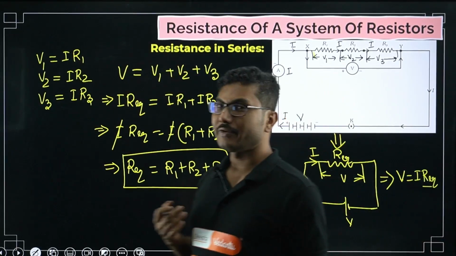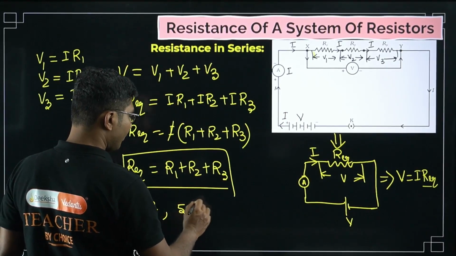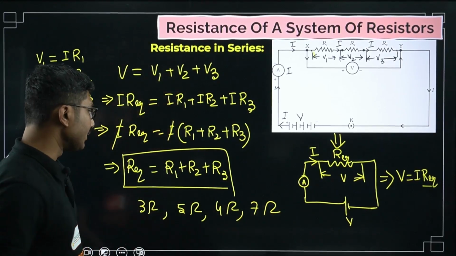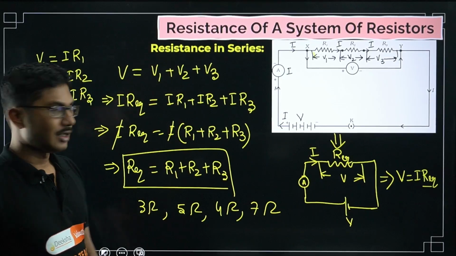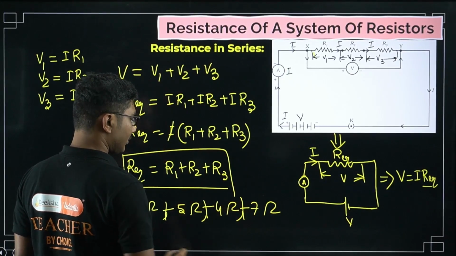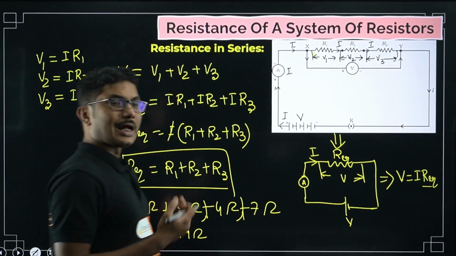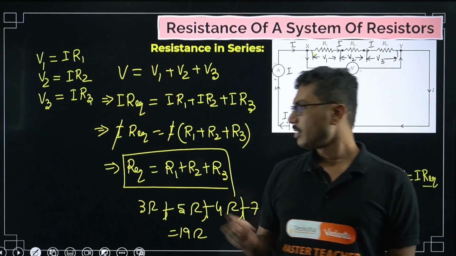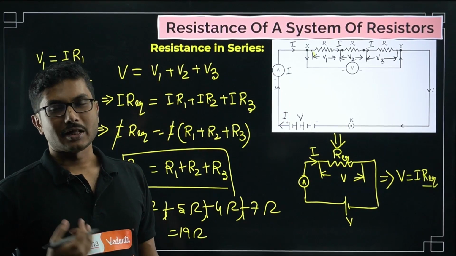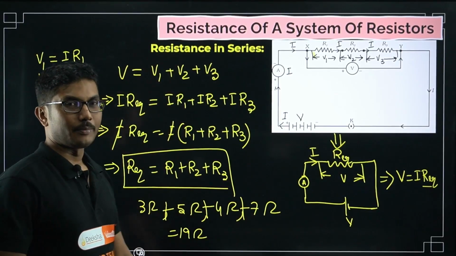So what will be the equivalent resistance if you connect, say, 3 ohm, 5 ohm, 4 ohm, 7 ohm in series? You just need to add them one after another. Okay, and you will get plus plus plus, so it will be 19 ohm. So that will be the answer. So you have to know that when you are saying that resistances are connected in series, that means the equivalent resistance of the circuit is basically the addition of all of them.